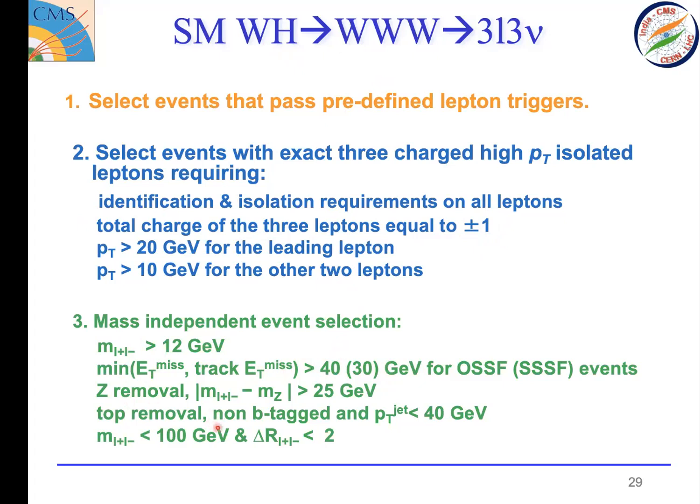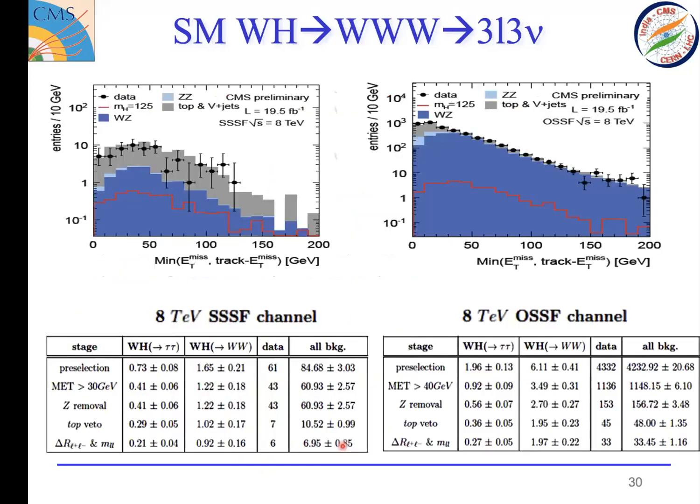Again, the top removal, non-BTEC ones. The discriminant which was used, I mean the final one, was delta R dilepton, which was put less than 2 in the cut-based one, and which was used as a distribution for the shape-based analysis. Now, on the left-hand side, I'm showing 8 TeV events with same sign, same flavor. Right-hand side, 8 TeV with opposite sign, same flavor.